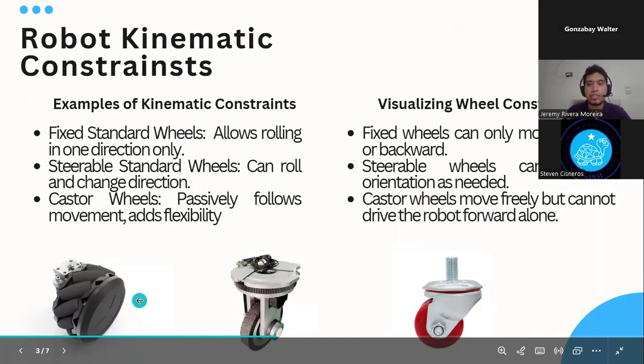For example, fixed standard wheels can only roll forward and backward, while steerable wheels can also change their direction, and caster wheels, on the other hand, move freely and follow the robot's motion, but cannot drive the robot forward alone.